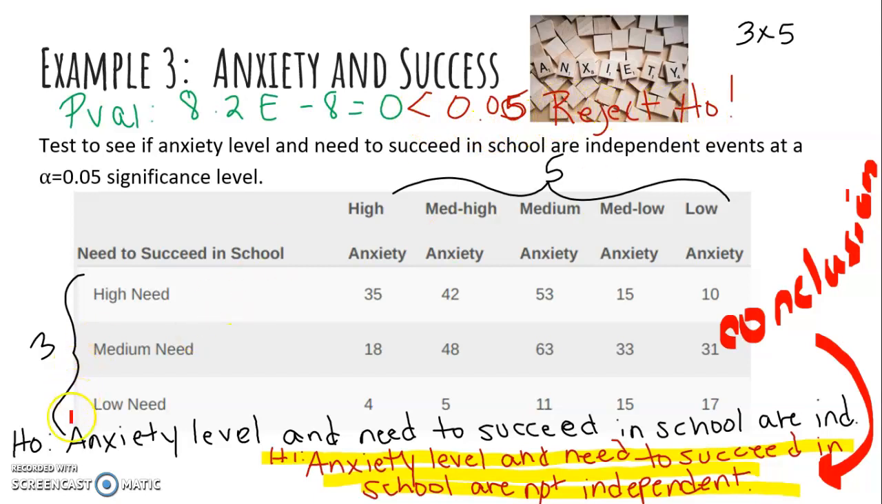If we reject the null, that means we have enough evidence to support the claim. So our conclusion is actually the alternate statement. Anxiety level and need to succeed in school are not independent. And actually the claim was that they were independent. So it's not enough evidence to support the claim, but it's enough evidence to support the alternate statement. So you would need to say this right here for the conclusion.